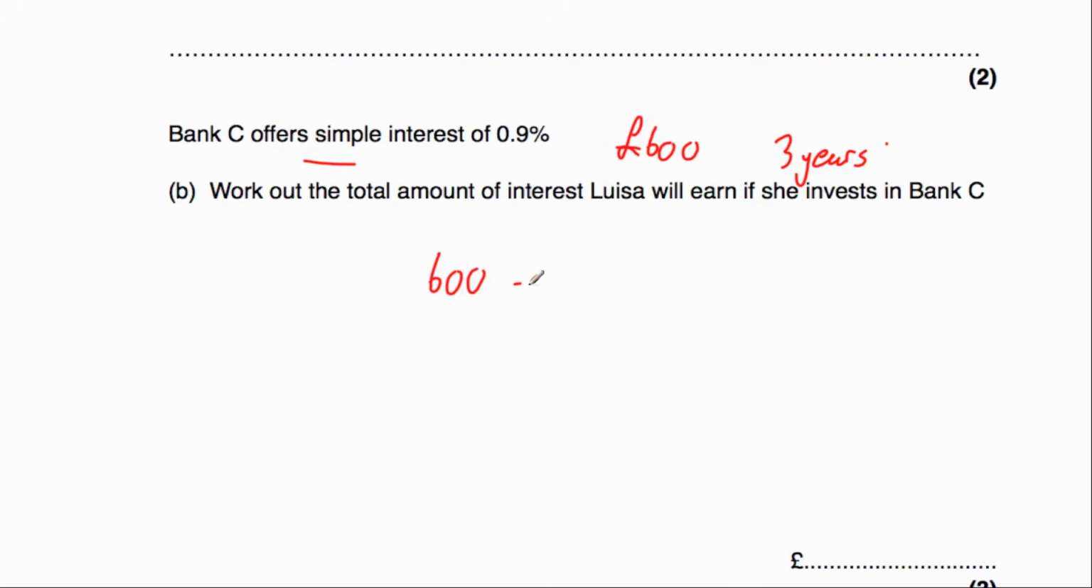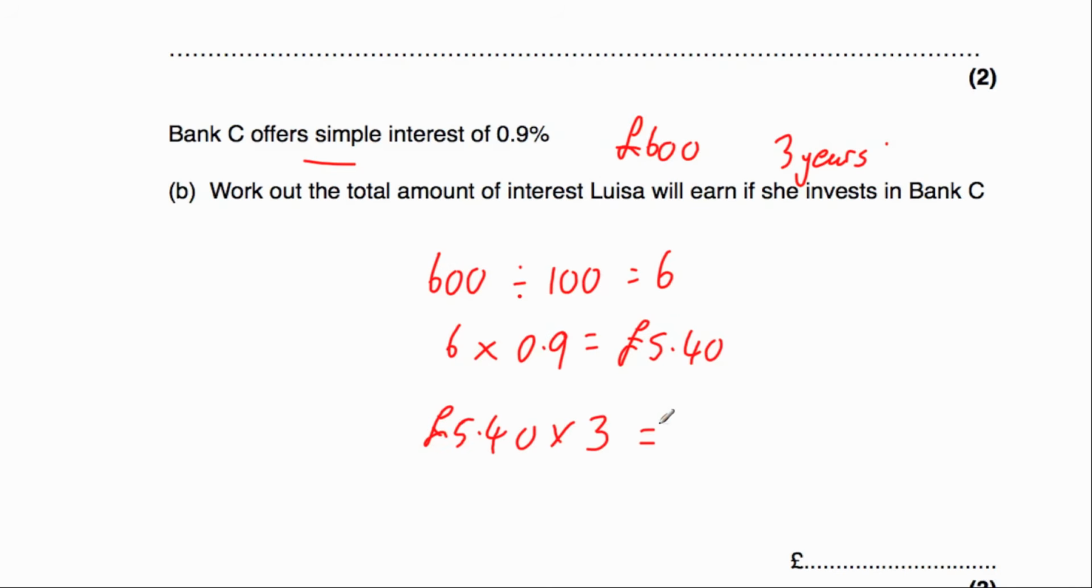So 600 divided by 100 is equal to 6. And then 6 multiplied by the percentage we want, 0.9, well, that would be equal to 5.4 or £5.40. Now it's been invested for 3 years, so if we do £5.40 multiplied by 3, that will tell us how much interest she earns. So £5.40 multiplied by 3 is equal to £16.20.